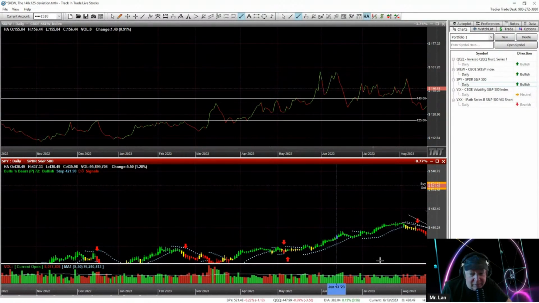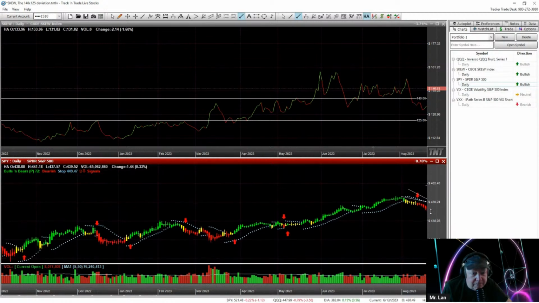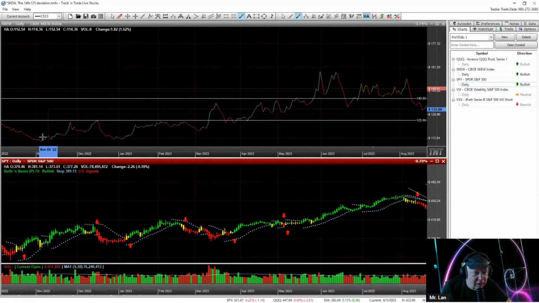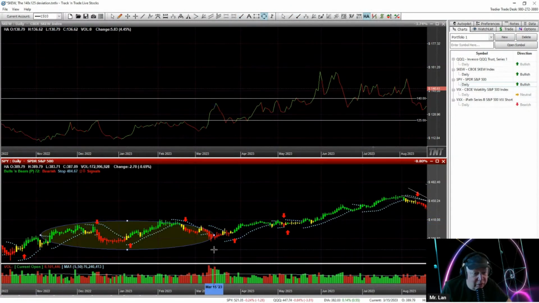So line that up. They were not scared at all through this time frame. They were not scared at all. So what was going on in November 22, December 22, January 22, February 23, March 23? This was a very non-scary time. They had no put options at all.